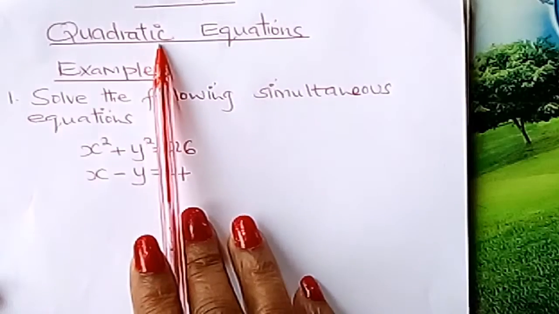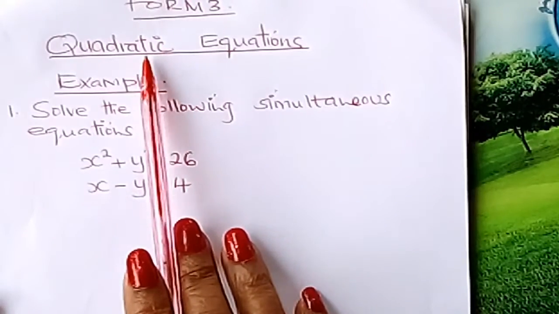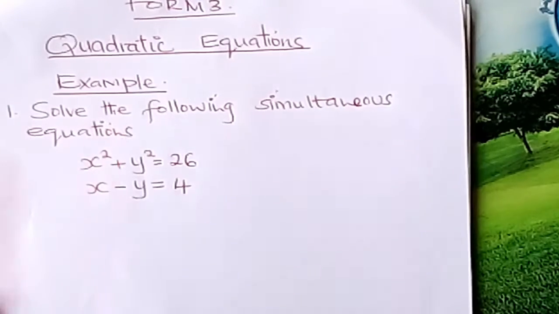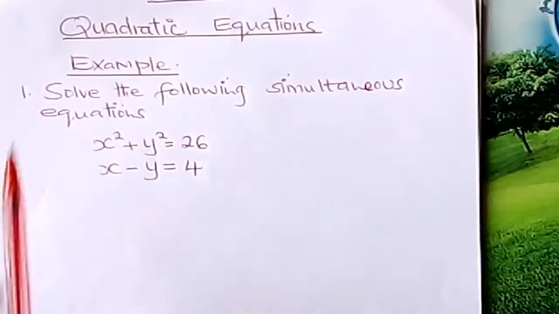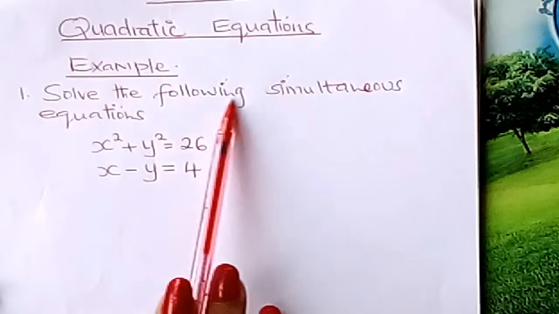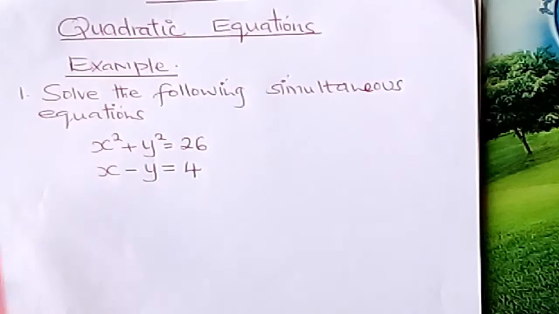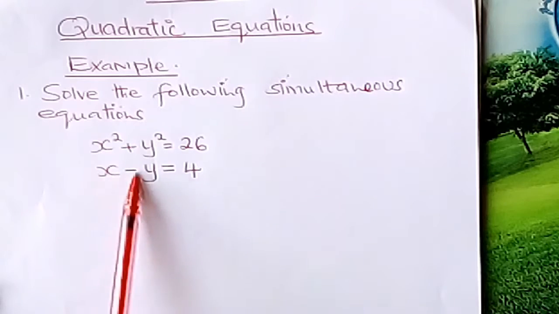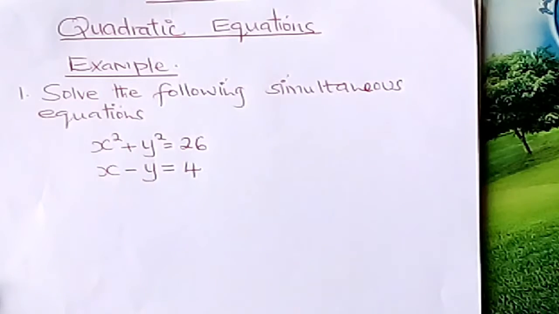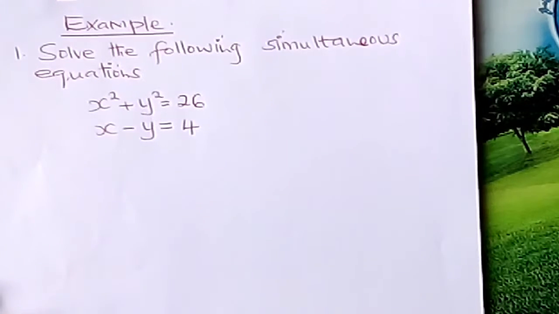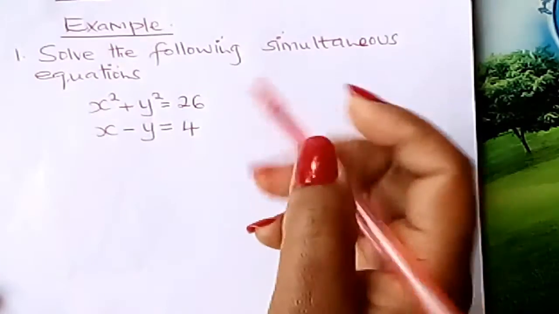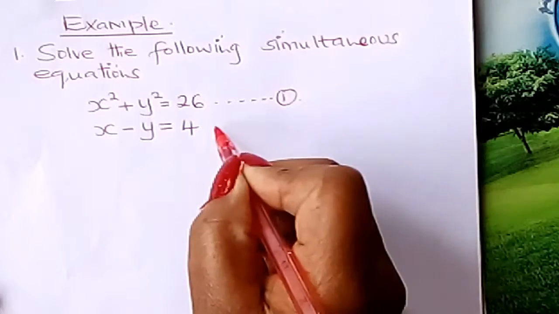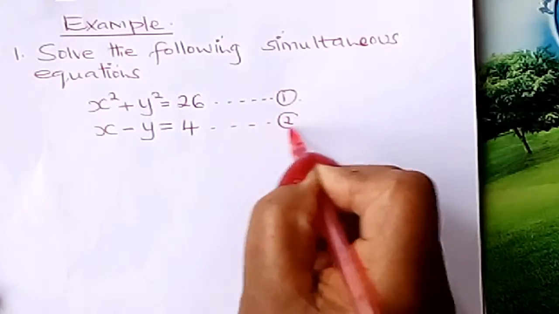I want us to do an example on quadratic equations. Let us look at this example. You are told, solve the following simultaneous equations. X squared plus y squared is equal to 26. X minus y is equal to 4. Form 3 simultaneous equations. Learner, come and label this as number 1 and this is 2.